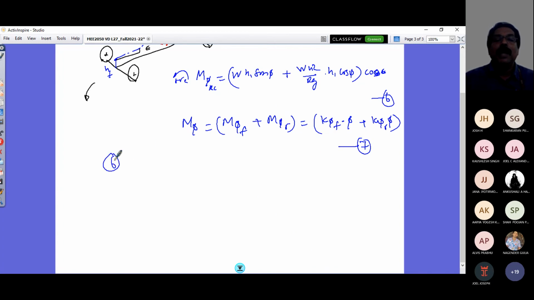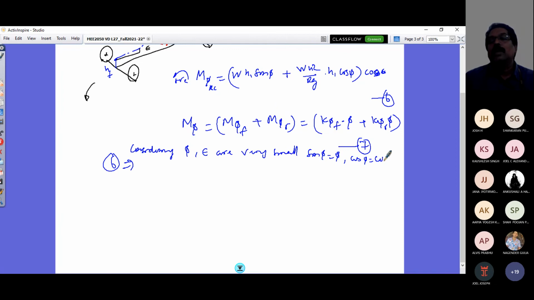Let me look at equation 6 like this. In this, I want to write what phi is, considering phi and psi are very small. You have sine phi equals phi, and cos phi equals cos psi equals 1. You know that. So equation 6 would now become M phi equals WH1 phi plus W u squared by Rg into H1, and this is also 1.